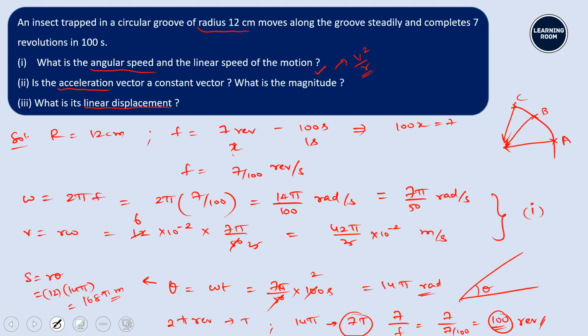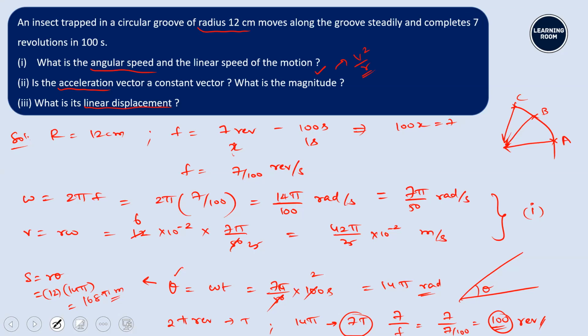I calculated the linear distance. Actually, linear displacement is 0, because after the 7th revolution the insect would have come back to the same point. Whatever I calculated: I calculated how many revolutions it has completed. In 1 second, it completes 7 by 100 revolutions. In 100 seconds, it would have completed 7 revolutions.